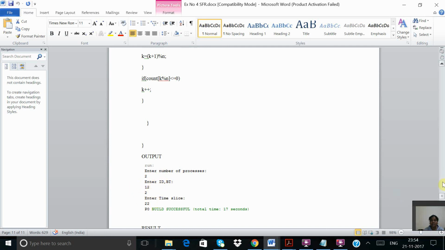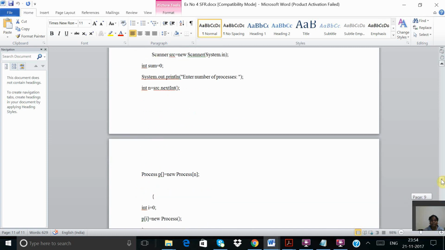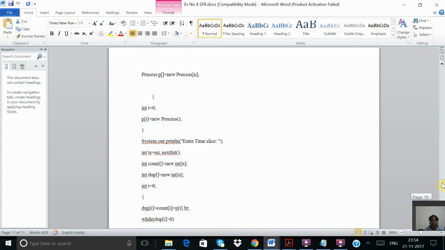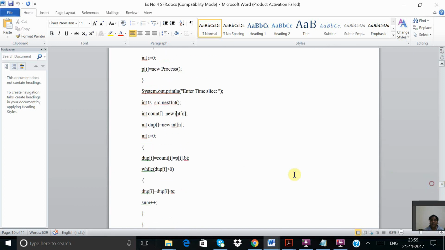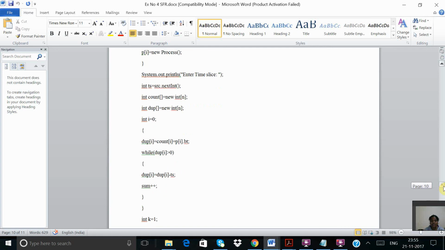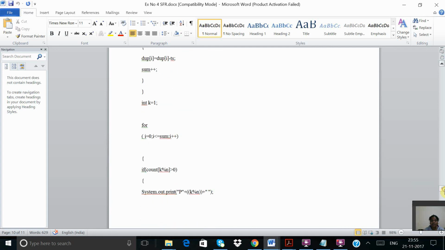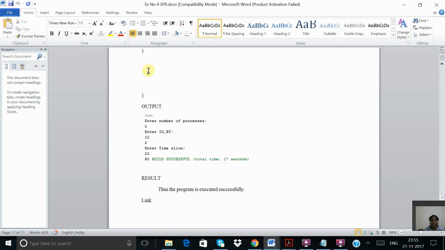So the time slice becomes, we are initializing the int value, and the bt value is here. If the bt value is greater than 0, then the bt value gets subtracted by the time slice value, and the count is incremented. If the count is greater than 0, we are printing the processes. So this is round robin.